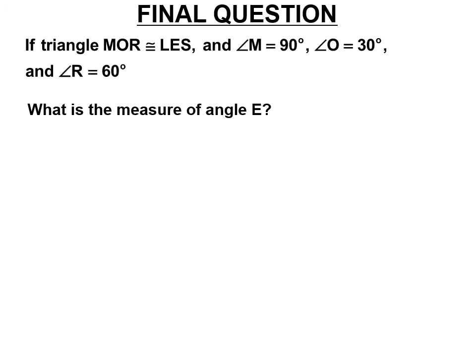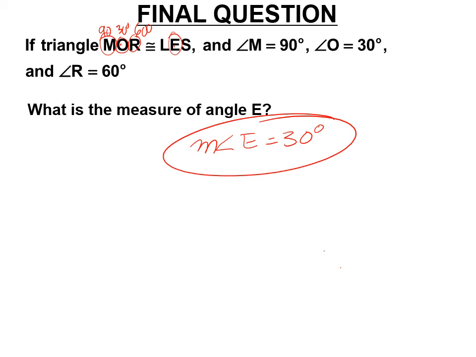Triangle MOR is congruent to triangle LES, and angle M is 90, so that one's 90, and angle O is 30, and angle R is 60, right? What is the measure of angle E? Well, E is the one that matches O, so the angle E must equal 30 degrees. Now notice how I wrote equals there, not congruent, right? You would write angle O is congruent to angle E, but you would write the measure of angle E is equal to 30 degrees.